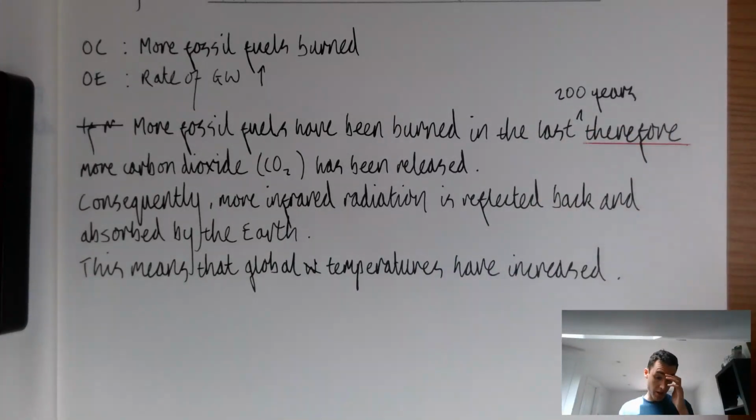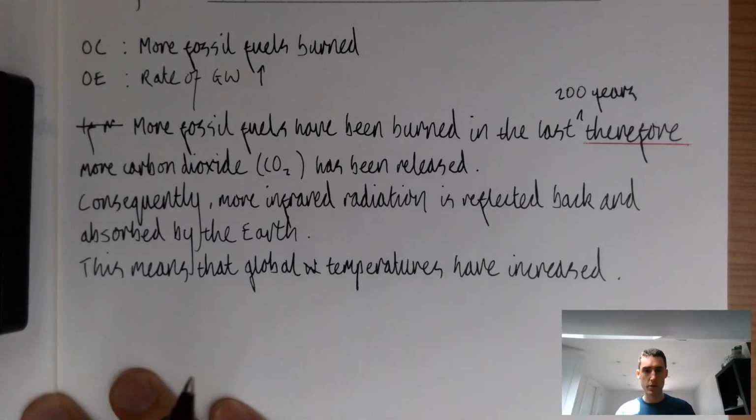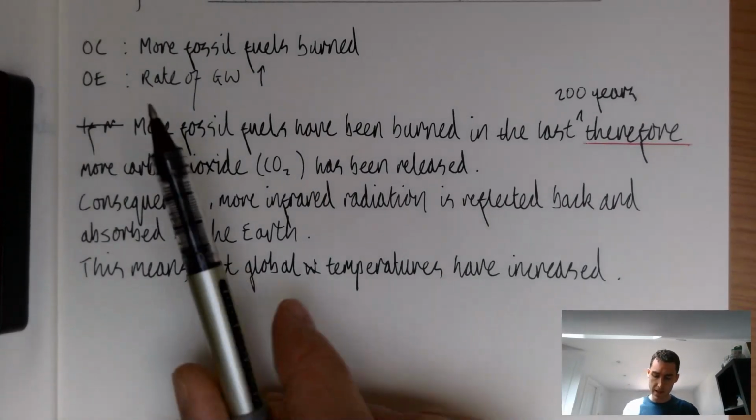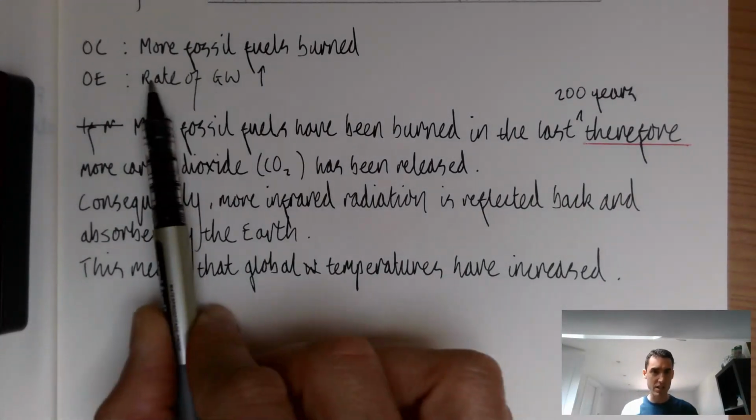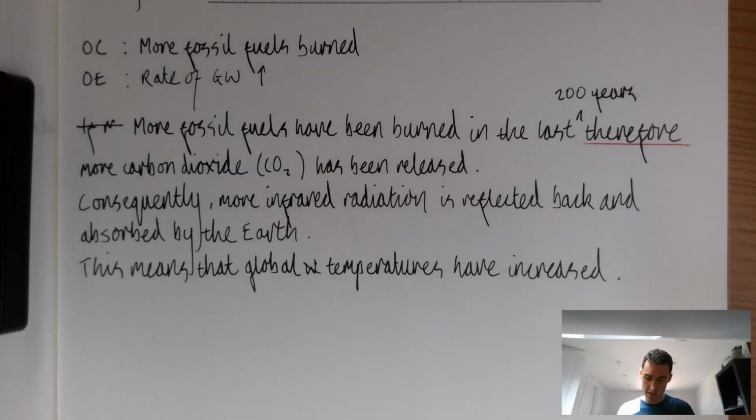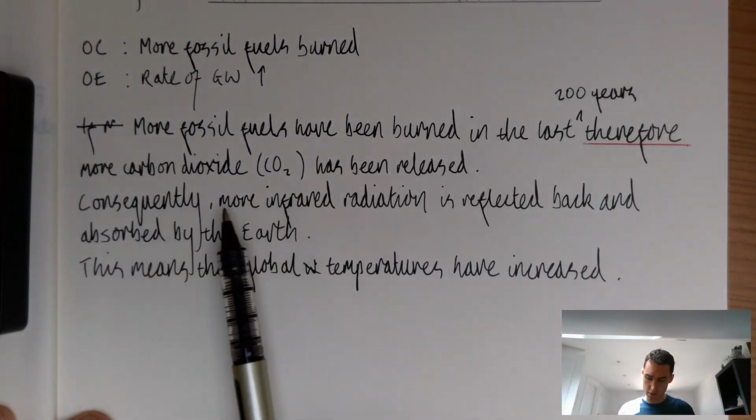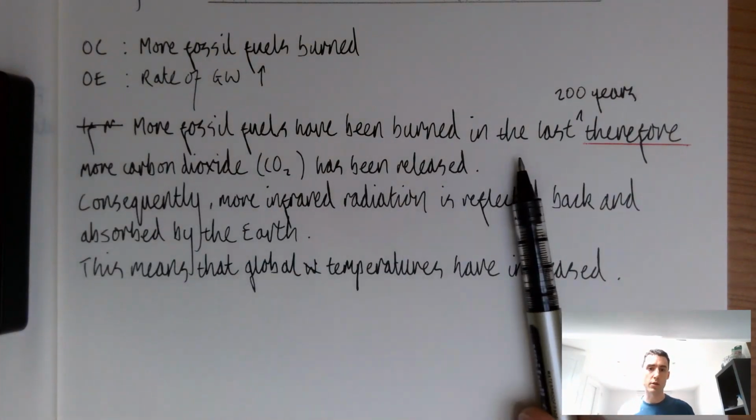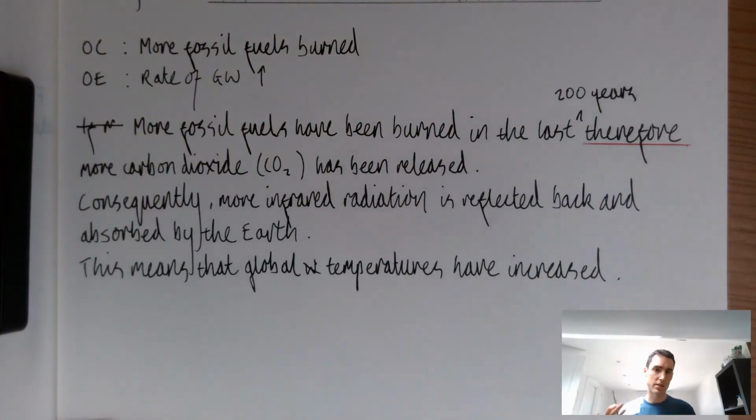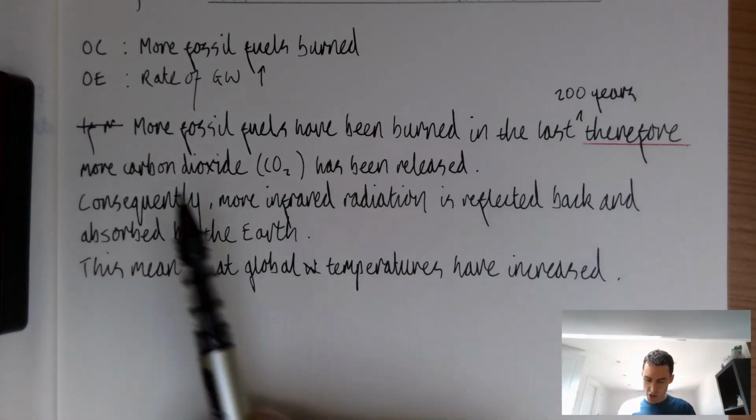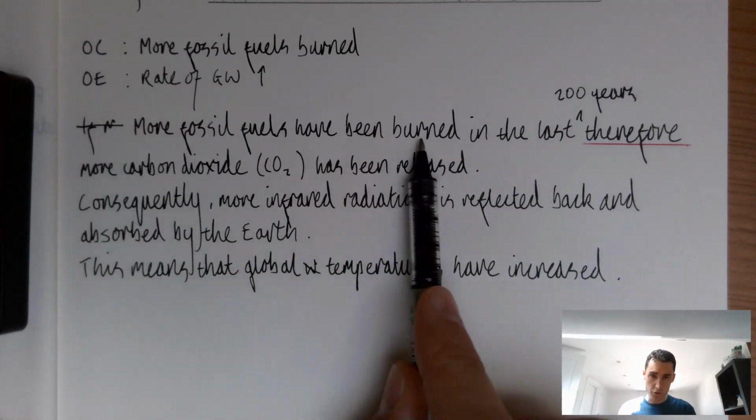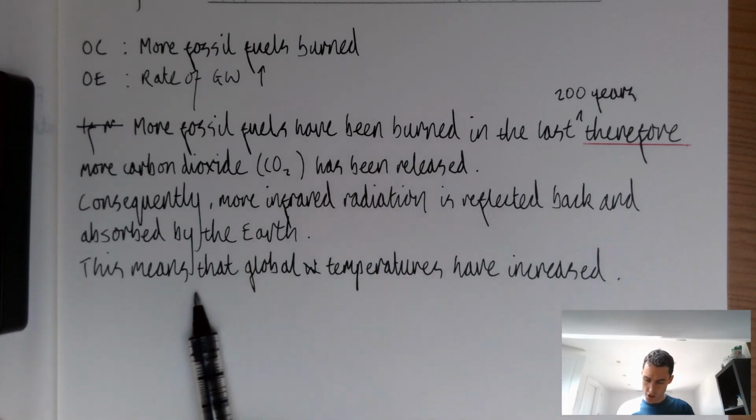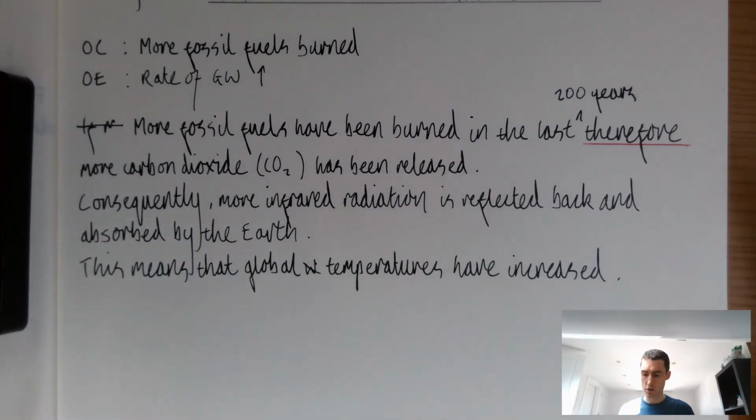And essentially, I mean, this is maybe not a perfect example, but I've kind of got to this point, the rate of global warming has increased. I think possibly here I should have said, rather than more carbon dioxide has been released, carbon dioxide has been released at a greater rate, therefore the greenhouse effect has happened at a greater rate, therefore the rate of global warming has increased. But essentially, I've moved from more fossil fuels being burned, the overall cause, to global temperatures increasing, which was my overall effect.